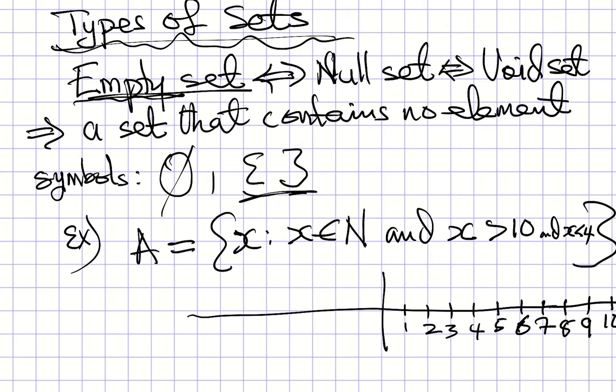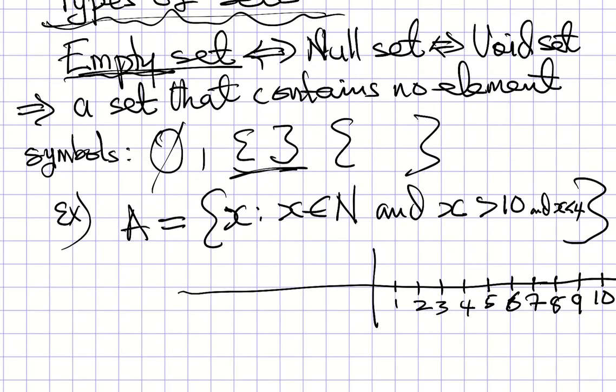They use this Greek symbol that looks like a big 0 with a cross through it, or you can just write a bracket and put nothing in it. So that's the symbol they use for that. Now let's look at this set. Look at the example. A is equal to the set of X such that X is an element of N and X is greater than 10 and then X is less than 4.